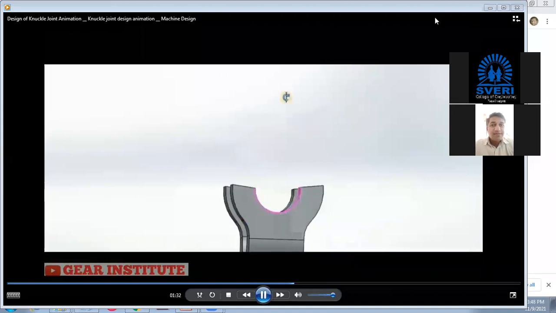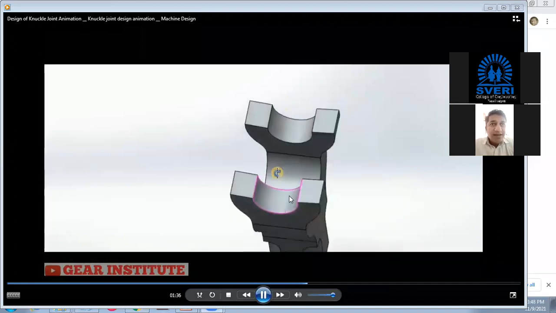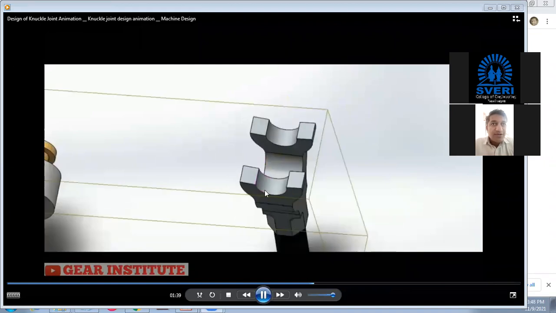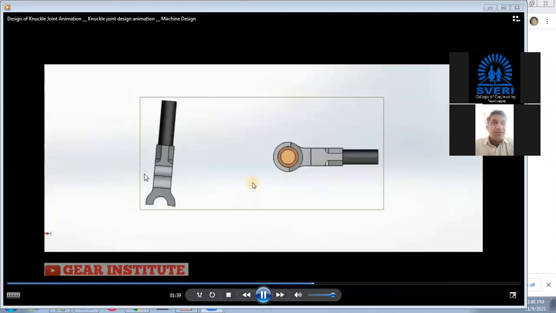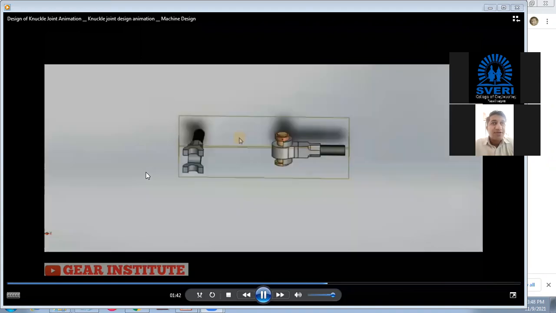Now this area which is shown here will undergo crushing, so that's why we have to calculate that area, and we have to check it for the crushing stress.